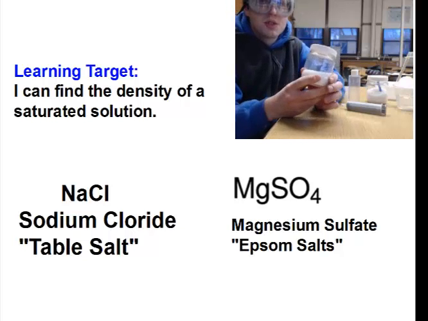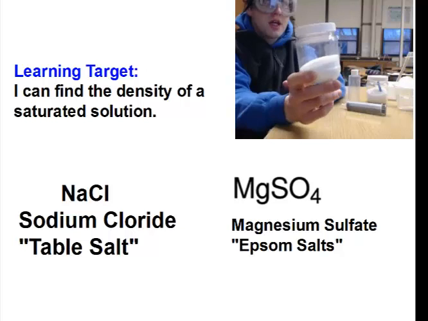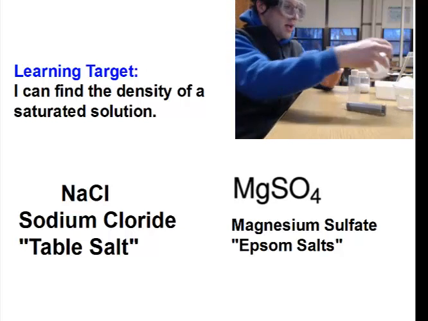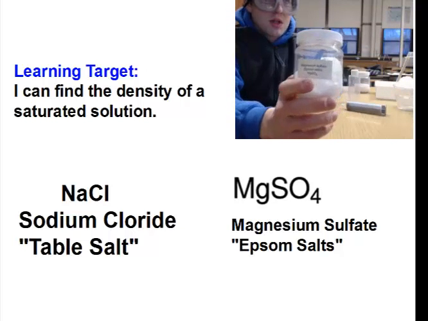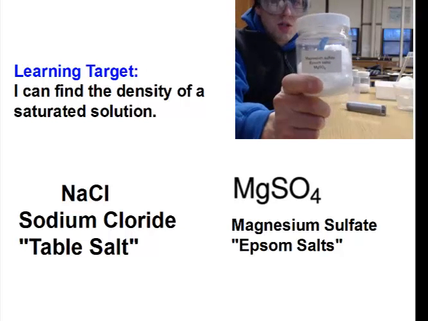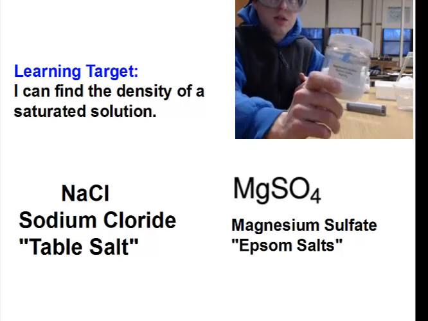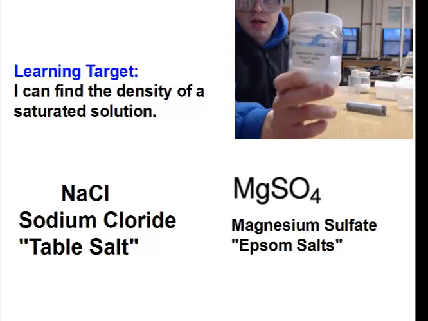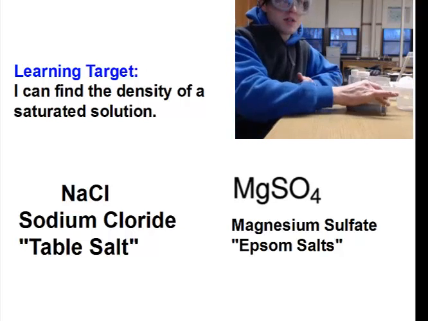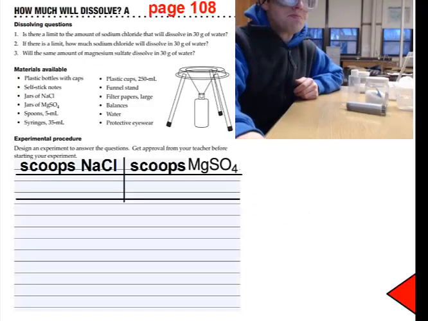The first substance is sodium chloride or table salt, which you've used quite a bit, and a new substance called Epsom salts or magnesium sulfate, MgSO4. You can get it at a drugstore. It's used for common medical ailments. We're going to make saturated solutions with them today.